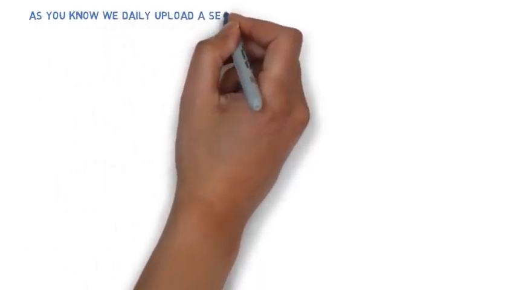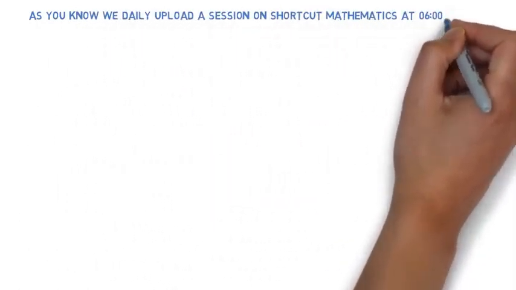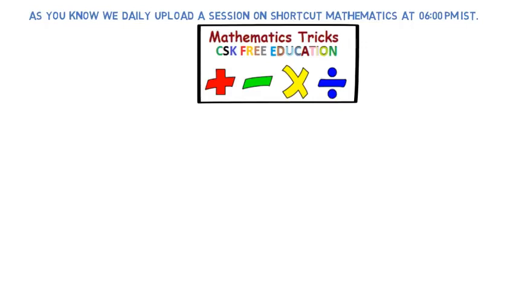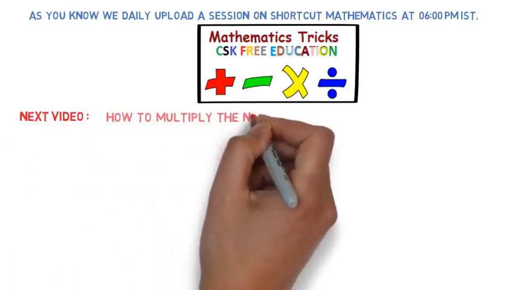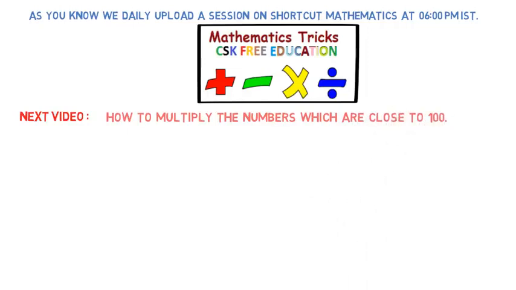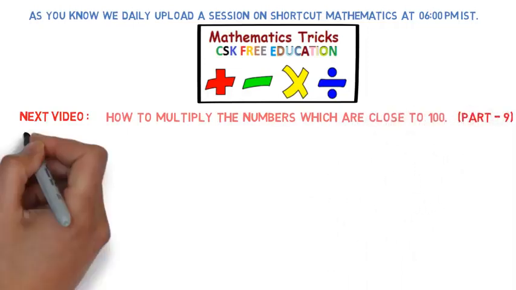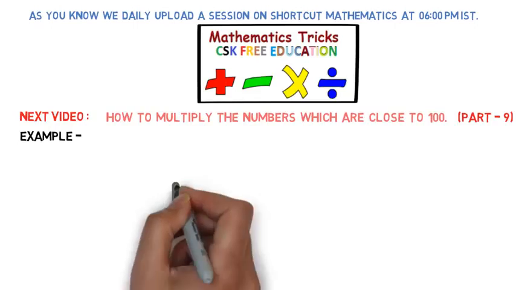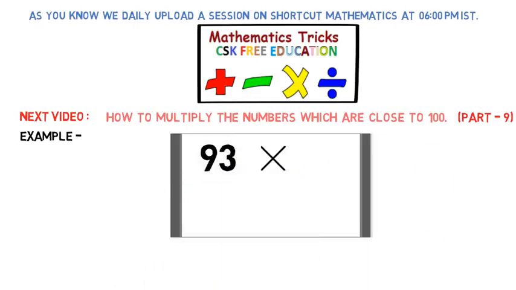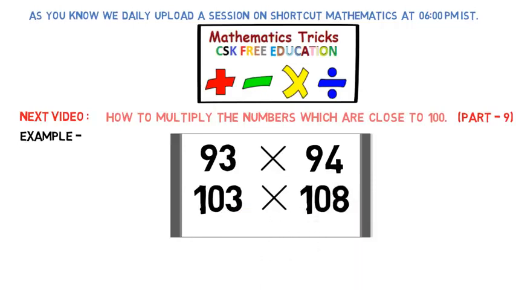As you know, we upload a session on shortcut mathematics daily at 6 p.m. in an animated way. In the next video, I'm going to teach you how to multiply numbers which are close to 100. This is very simple. You can solve this within 1 or 2 seconds. Let's say you need to multiply 93 and 94, or in the same way 103 and 108. So any number which is close to 100 can be multiplied very easily in just 1 or 2 seconds. We'll have a look at this in the next session.